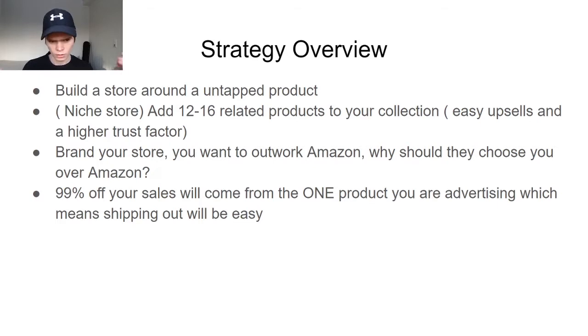So 12 to 16, because the rows on Shopify is 4. So it's gonna look way cleaner than having, for example, 11. It's not gonna look clean. So you do 12 or 16, and then you have a perfect page for products.